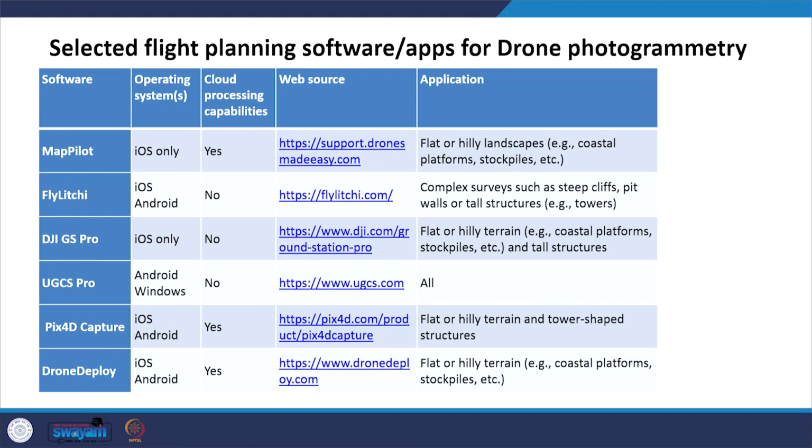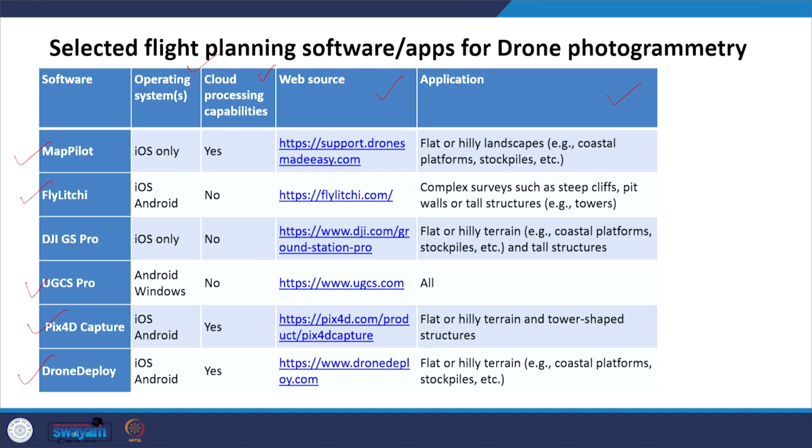There are some flight planning software or apps which are available nowadays. This table actually compiles the information about them. Some of the software are Map Pilot, FlyLeechy, USGS Pro, Pix4D Capture, and Drone Deploy. The operating system is given, whether it has cloud processing capabilities is also mentioned, and what is the web source from where additional information can be obtained, and various applications of this.